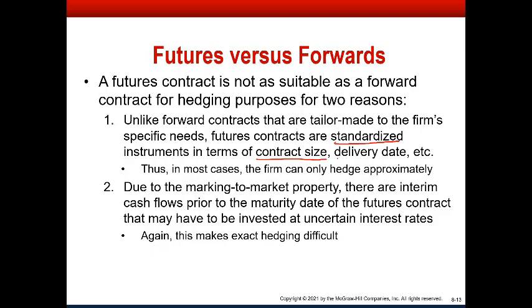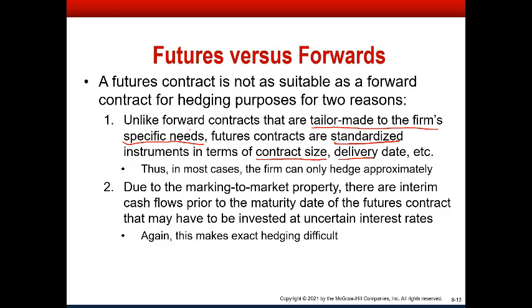And delivery dates are also highly standardized: 1 month out, 3 months out, 6 months, etc. And they can't be customized because they're a standardized product, like a forward contract can. Forwards are tailor-made to the firm's specific needs. So if a firm is receiving 2.8 million pounds in 90 days, they could set up a forward contract with that exact amount of money in that exact time frame to exactly offset their particular exposure.